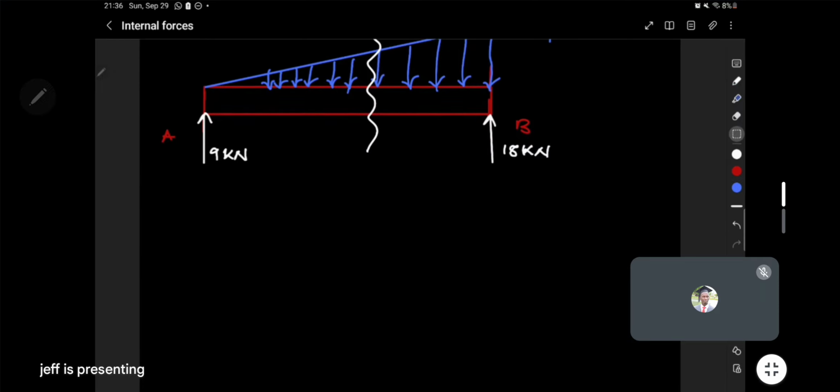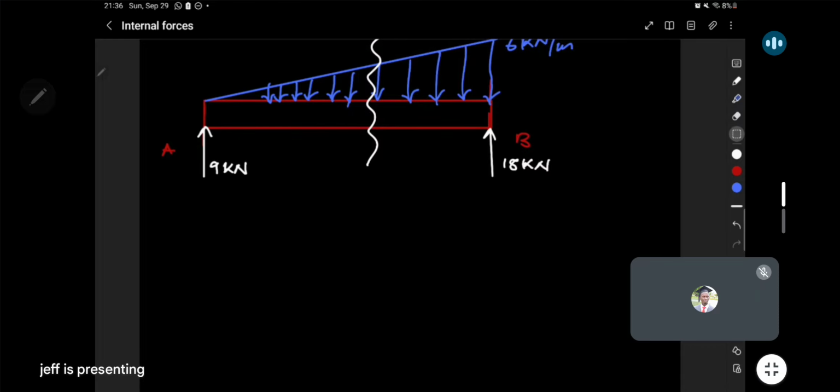So let's split it up to that point. Let's draw the structure just up to that point, and let's see what we have. First, we have this section of our structure. At point A, we have that 9 kilonewton. I'll pick the section to the left.